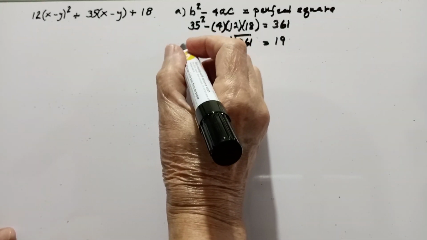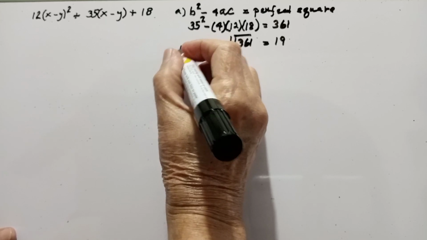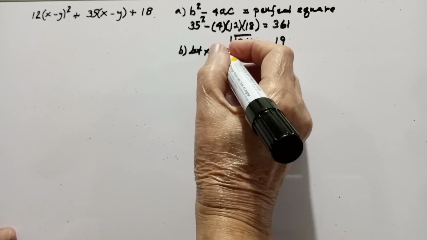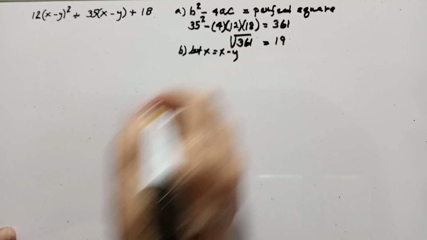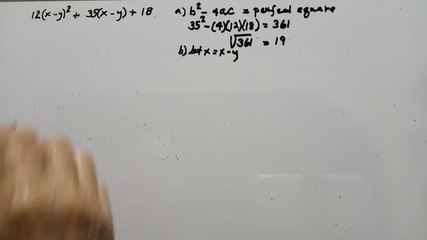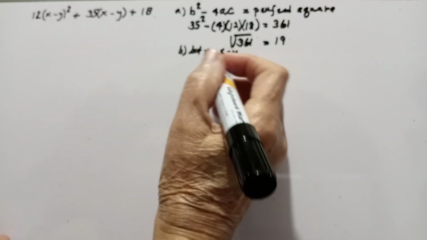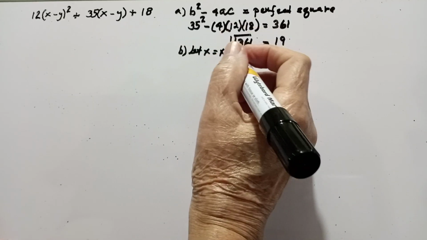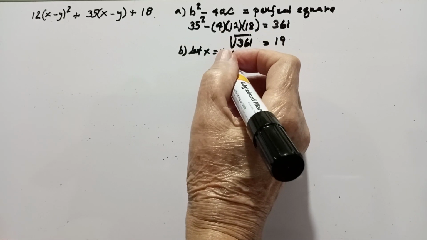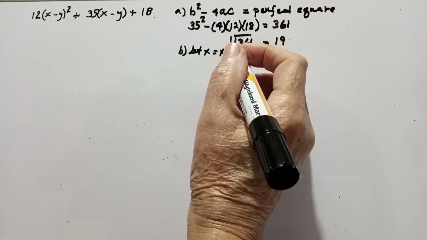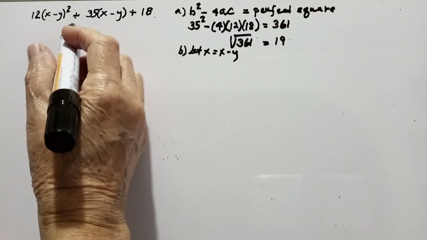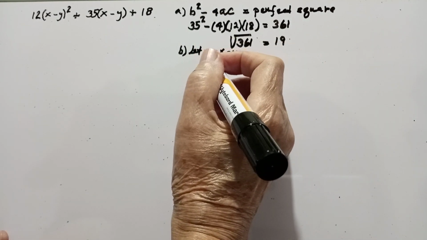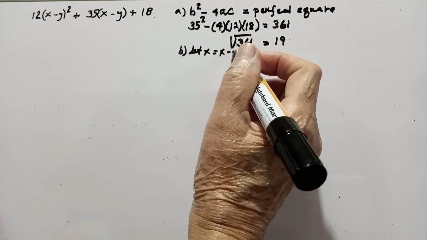Let x be equal to x minus y. Now, we use this x equal to x minus y because it is much easier and faster to do the factoring when we are dealing only with a single variable instead of a binomial.